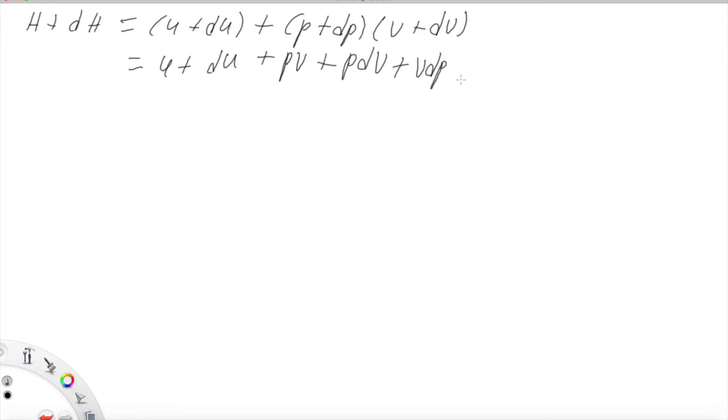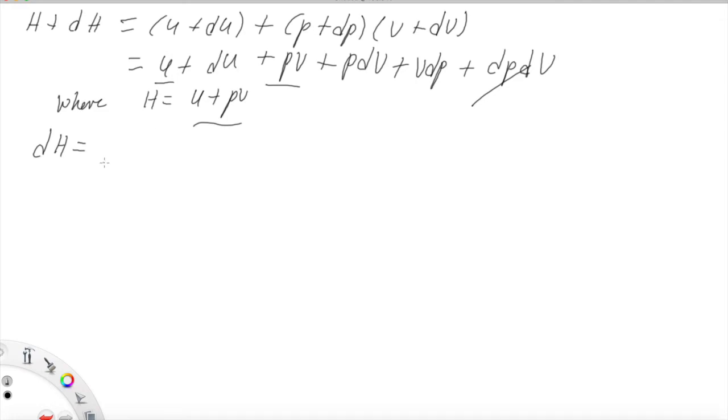Okay, so we end up with dH equal to dU plus PdV plus VdP. Again, dP and dV multiplied together just equals zero. We also combine U plus PV into H, and we can subtract that from the side of the equation that has H plus dH. And we end up with dH equal to dU plus PdV plus VdP, okay?